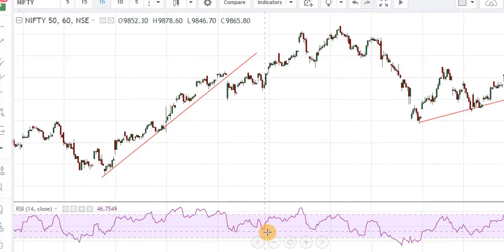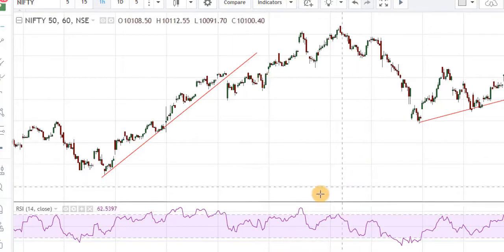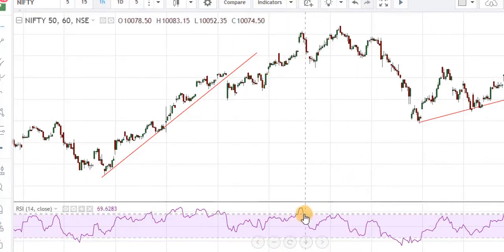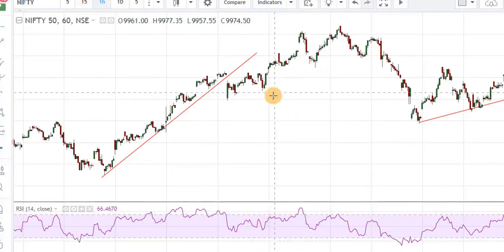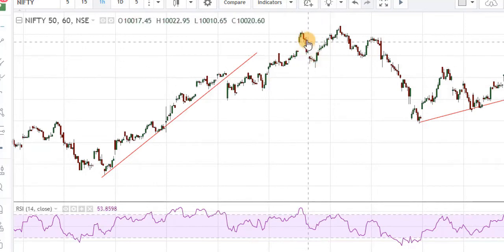Again, when RSI is crossing above 50 level, this is the 50 level, we will buy our position. We will buy here and RSI now is in overbought range and crosses down this 70 level. So we will exit here. We will buy here and exit here.